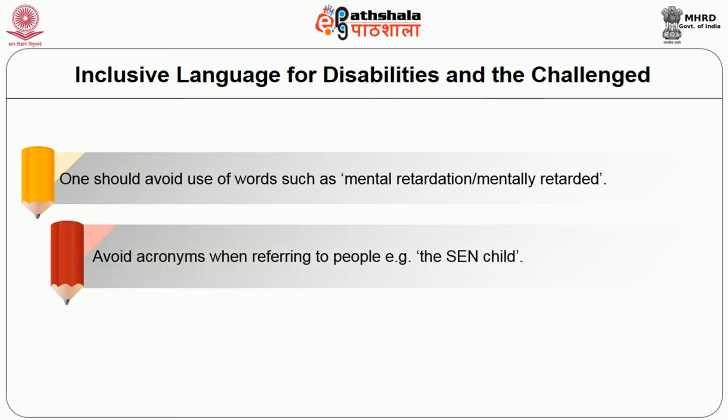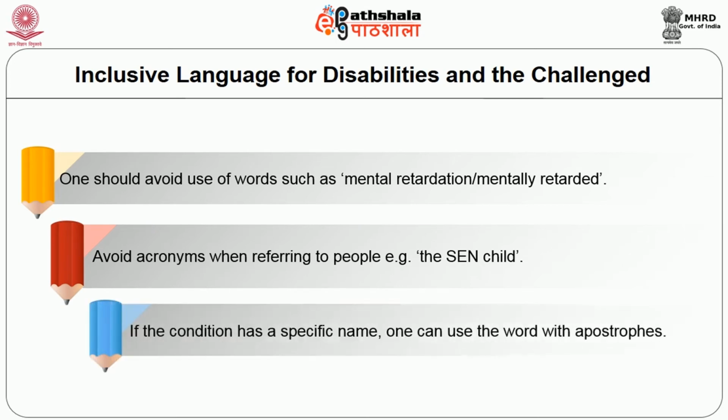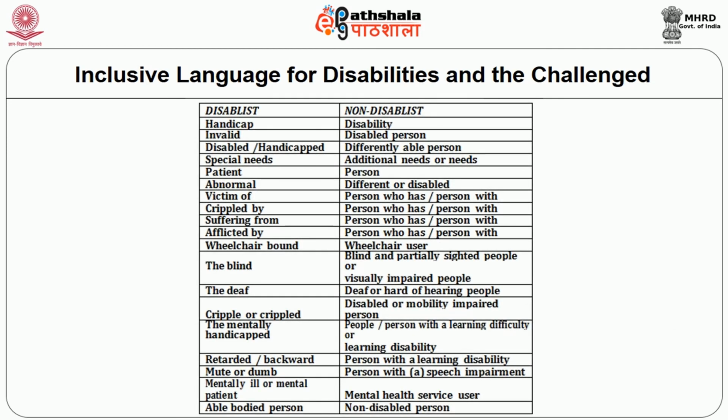Avoid acronyms while referring to people sometimes, like the SEN child, etc. If the condition has a specific name, one can use the word with apostrophes. So instead of saying handicap, one should say disability. Instead of saying abnormal, you can say different or disabled person. One can usually use the word visually impaired instead of using the word blind. There are many other examples which are available in the document. They can be referred to.